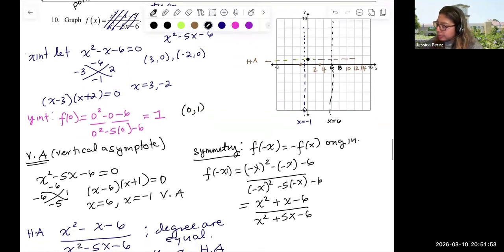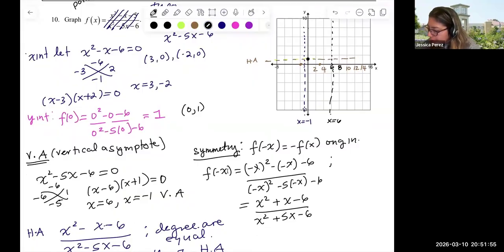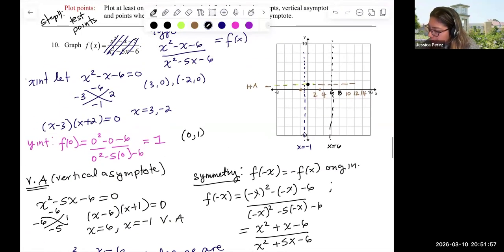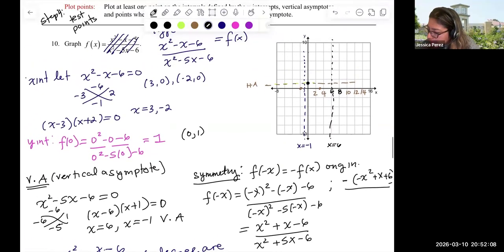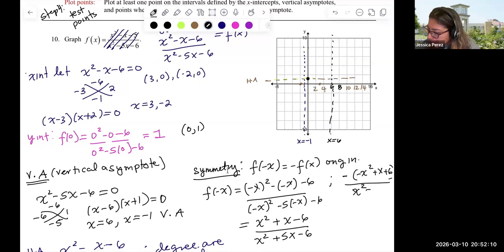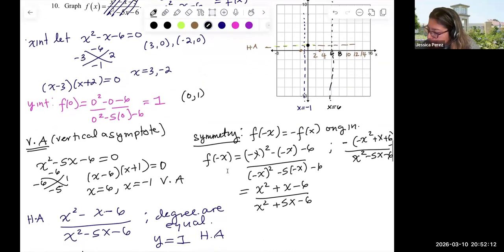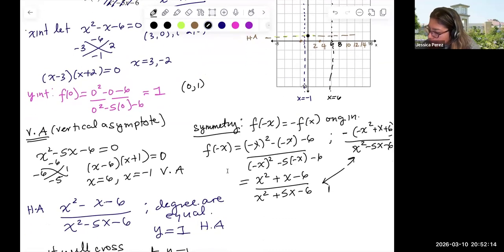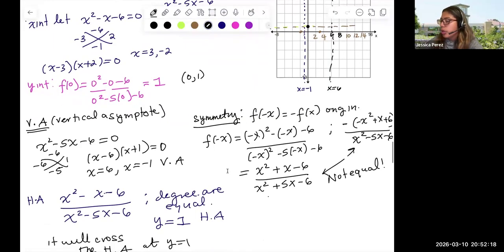It's not the negative of the previous one, because if it's the negative of the previous one, if you factor out a negative from the top, it should be negative x squared plus x plus 6. And you don't have that. And the bottom stayed the same as x squared minus 5x minus 6. So these two are not equal. So that means you do not have symmetry.